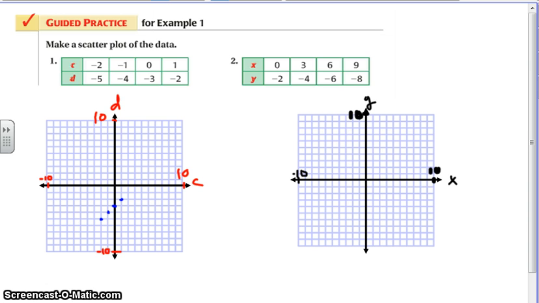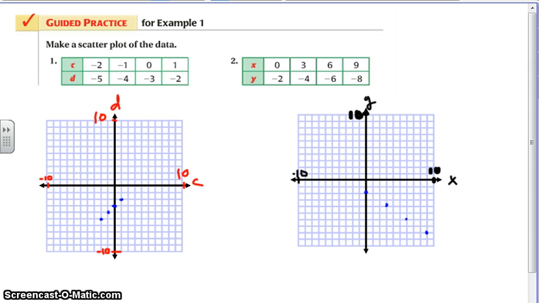So here we go. Walk 0, fly -2. Walk 3, fly -4. Walk 6, fly -6. Wow, this is looking linear too, isn't it? So there you have different types of scatter plots. Okay, that's all you do when you're making a scatter plot.